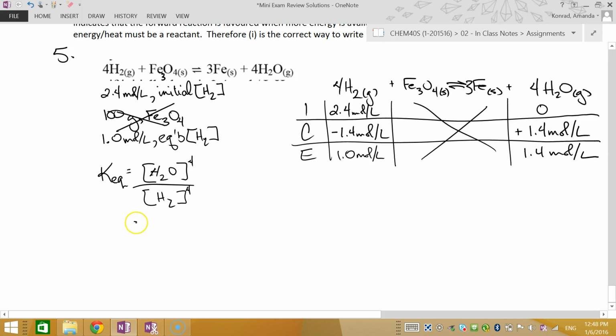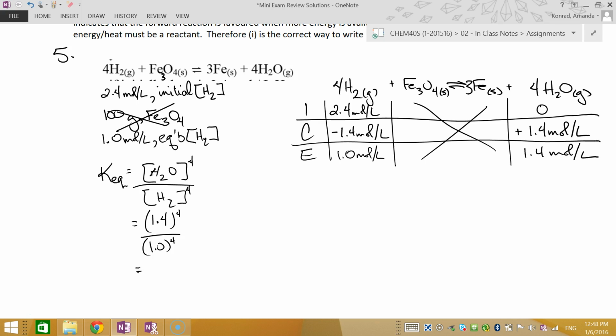Going back now, I can calculate my equilibrium constant. It is 1.4 to the power of 4 divided by 1.0 to the power of 4. Sorry, the sounds kicked in here. So 1.4 to the power of 4, I plug that into my calculator, and I get 3.8416. But I do not keep all of these.